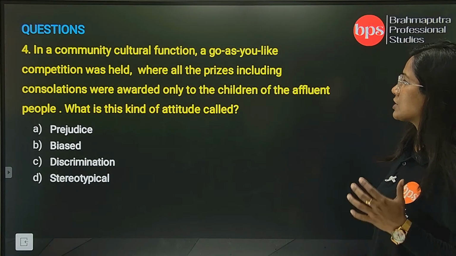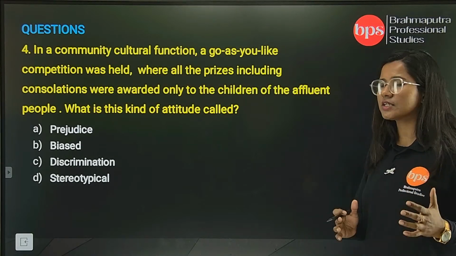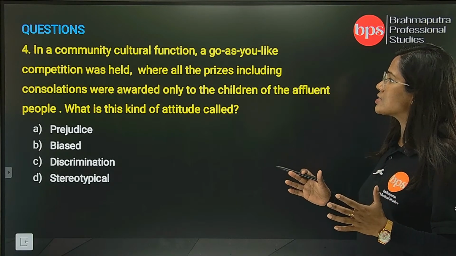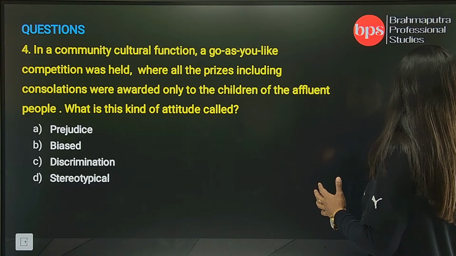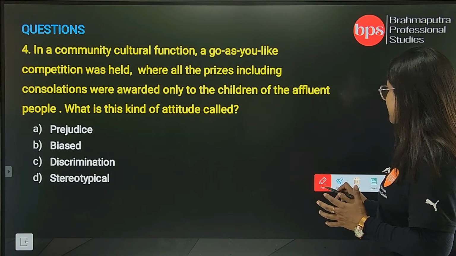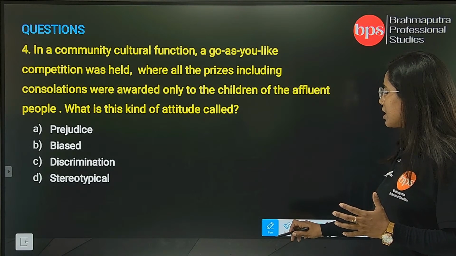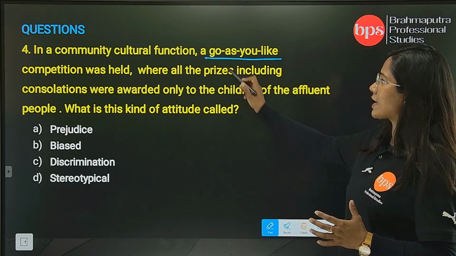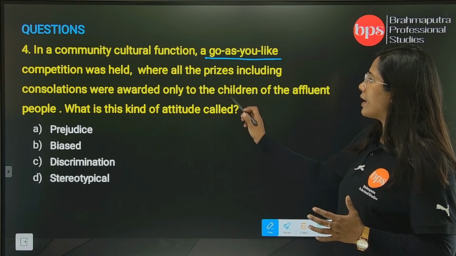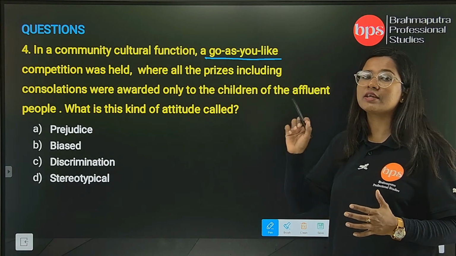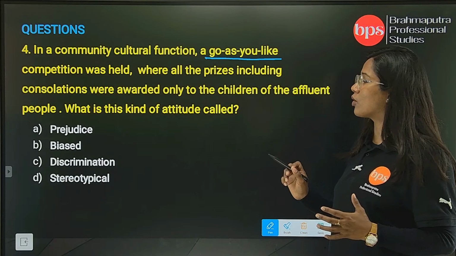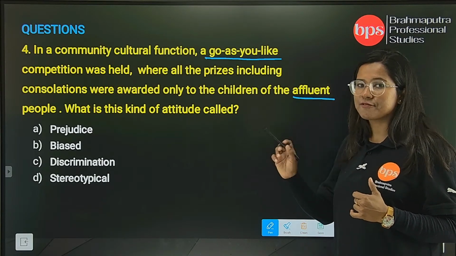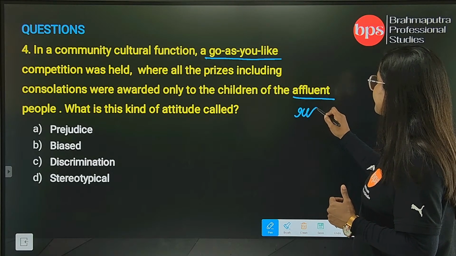Next we have question number 4. In a community cultural function, a go as you like competition was held. Go as you like means wearing a disguise. This is a competition which was held in a cultural function where all the prizes, including even the consolations, were awarded only to the children of the affluent people. Affluent means the rich or influential people.